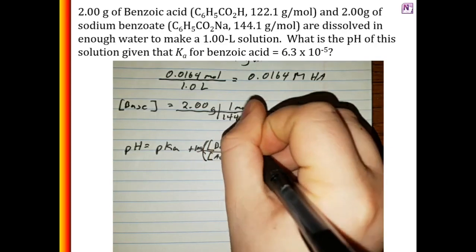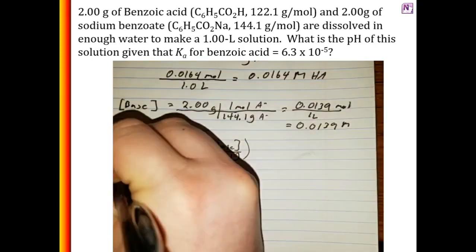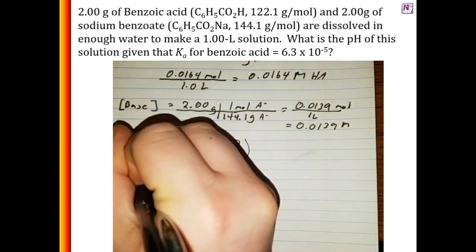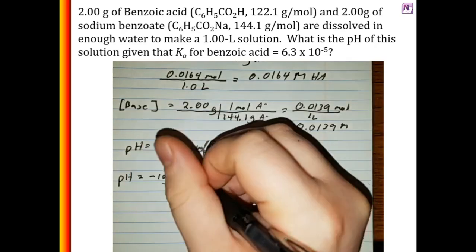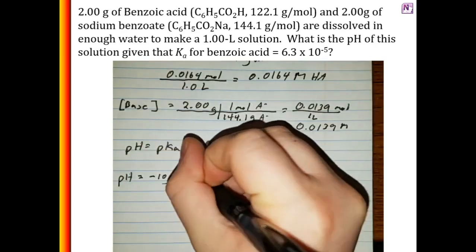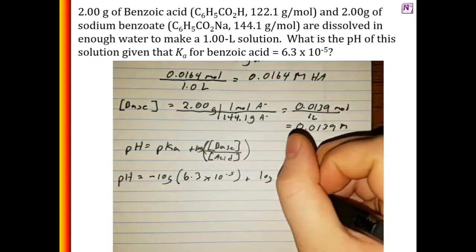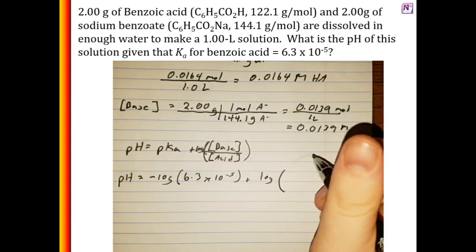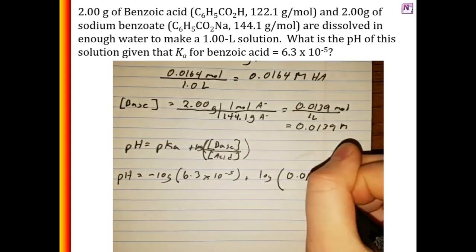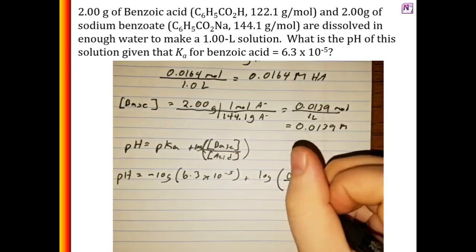Okay, so now we just need to plug in our numbers. So here we'll say pH is equal to minus the log of the Ka they gave us in the question, 6.3 times 10 to the minus 5, plus the log, and now we use our two concentrations that we calculated. So first we'll take the base, 0.0139, over the concentration of our acid, 0.0164. Those are both molarity.